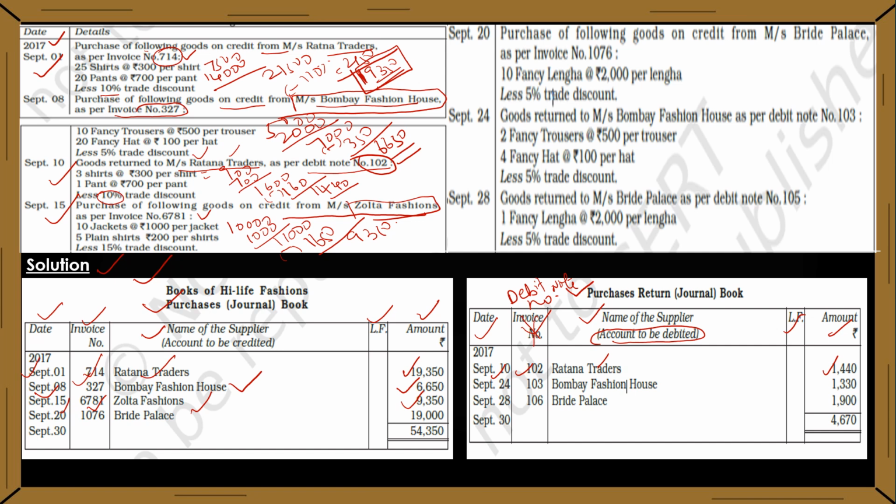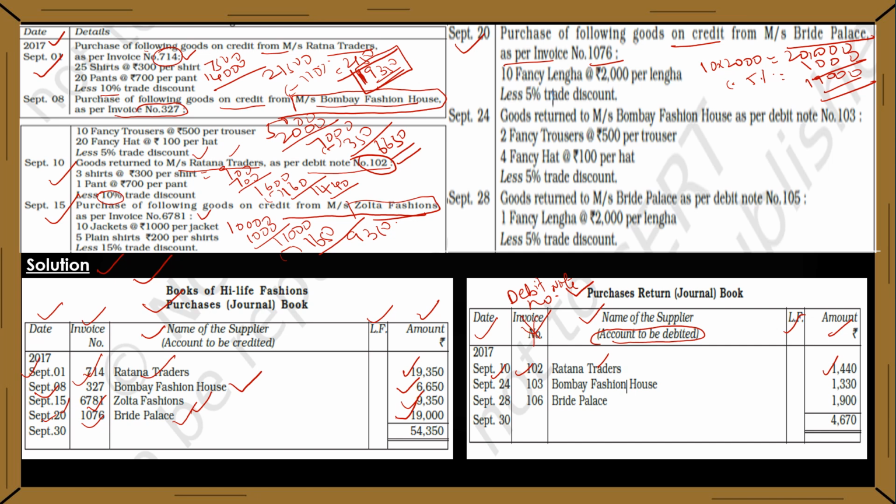Next one is on September 20. Purchase of following goods on credit from Messrs. Bride Palace as per invoice number 1076. So September 20, invoice number 1076. Name of supplier is Bride Palace. Let us see what is the amount. 10 into 2000 is 20,000. On that 5% trade discount is 1000 rupees, which comes to 19,000 rupees. So the amount to be taken to the purchases journal book is 19,000.